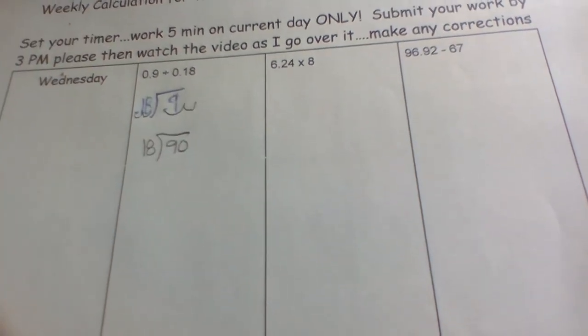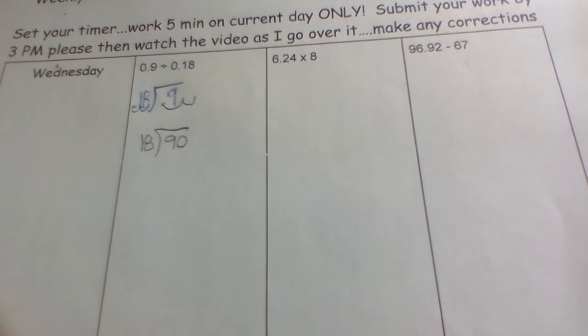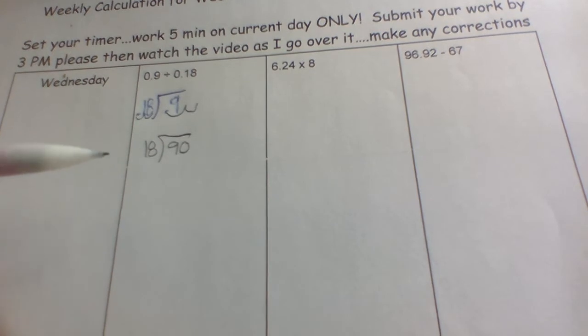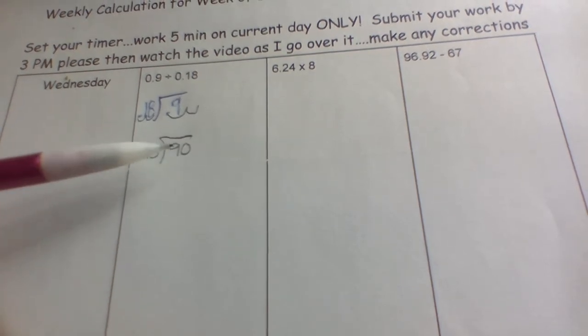I rewrote this problem because, remember, I told you it's easier for me. It's up to you, whatever you want to do, but it's easier when I see it in this format. So now I'm taking a look. I have 90 and I'm dividing it into groups of 18.